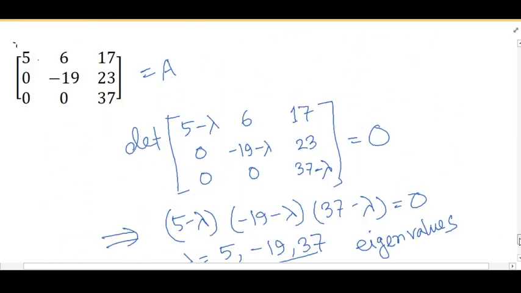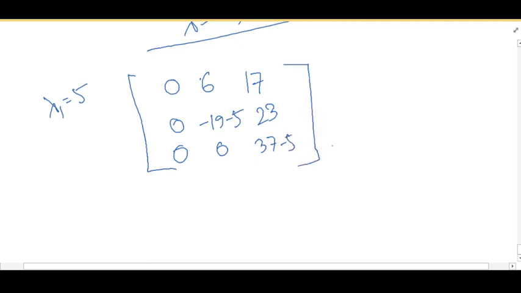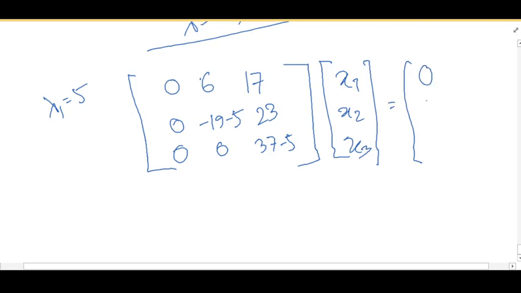For lambda 1 equals 5, what will it become? The first row will become 0, and the second as well. So the matrix will be 0, 0, 0, then 6, 17, minus 19 minus 5, 0, 23, 37 minus 5, multiplied by x1, x2, x3. In this case, 3 variables will be there, equal to 0, 0, 0.